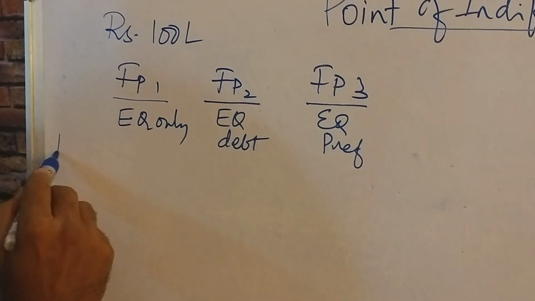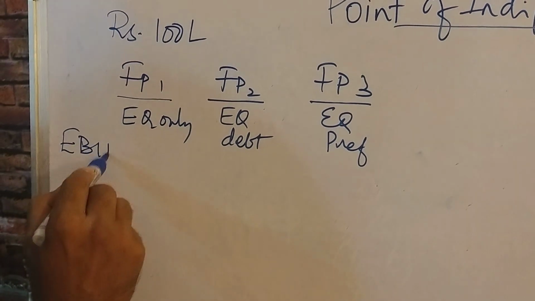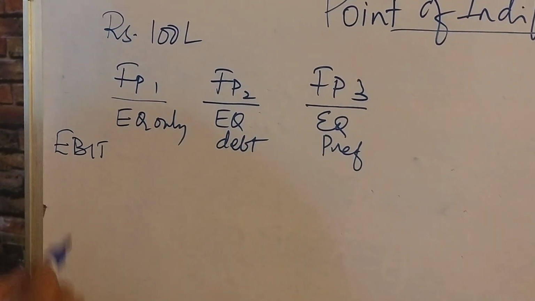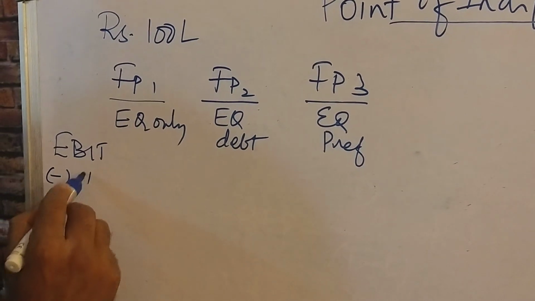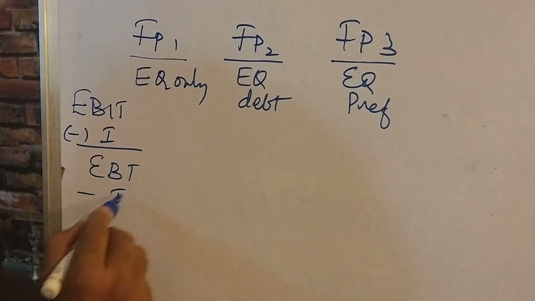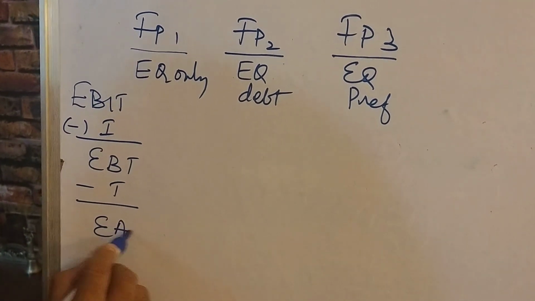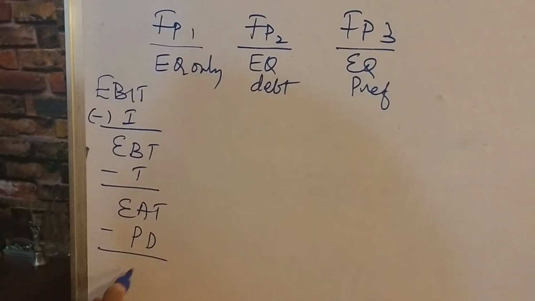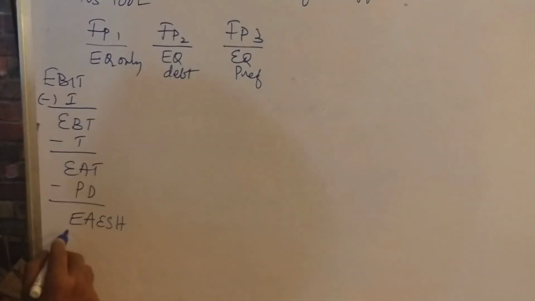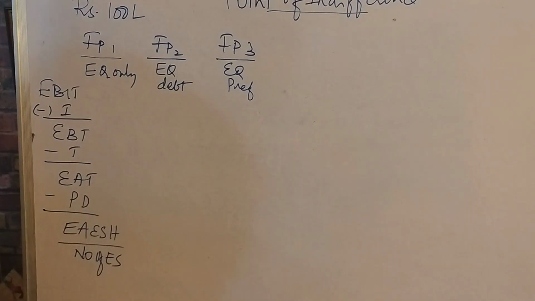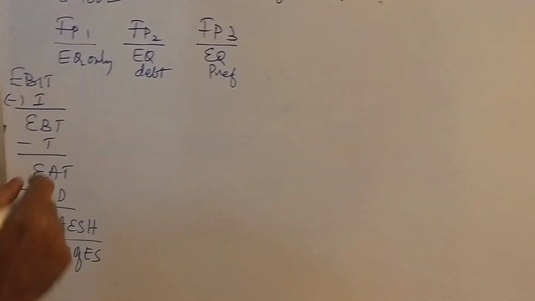And we do something called EBIT EPS analysis. We start with EBIT and we go on till the EPS. From EBIT, I'll subtract the interest. I'll get earnings before tax. I'll subtract the tax. I get earnings after tax. Then I subtract the preference dividends. Then I get earnings available for equity shareholders, which I am going to divide by the number of equity shares. Let's quickly recollect it once again.